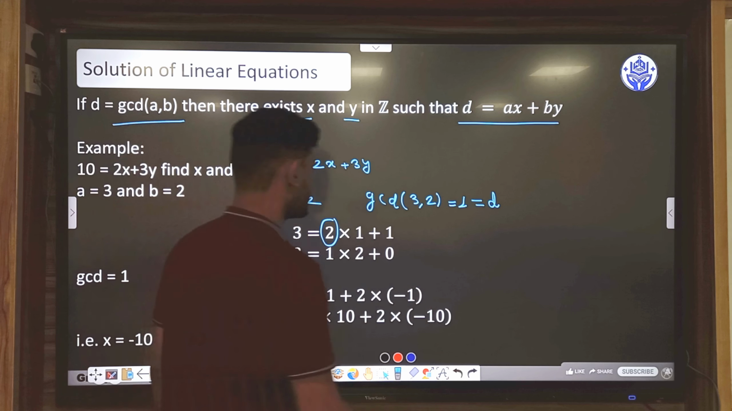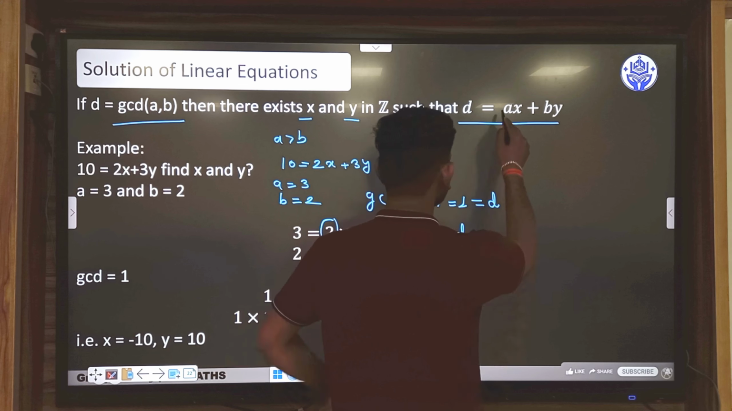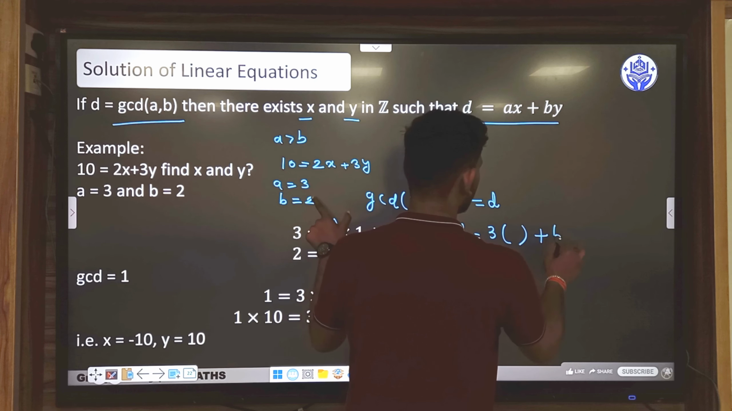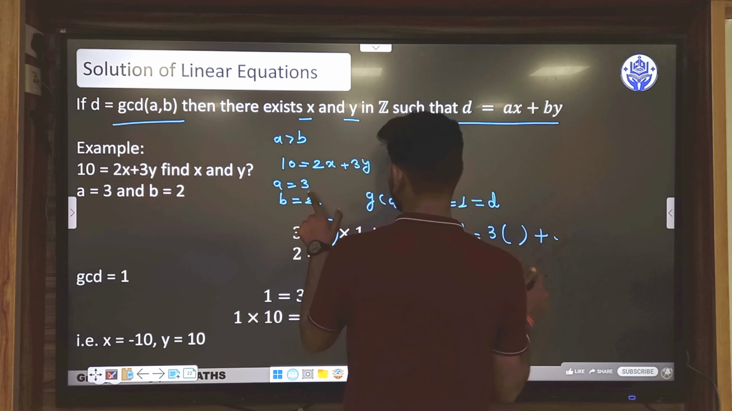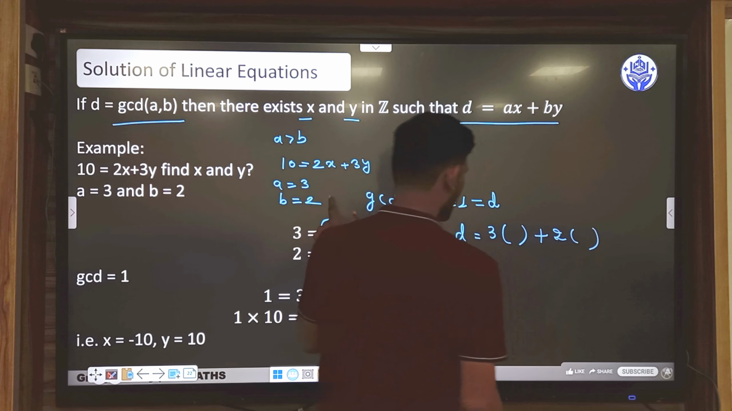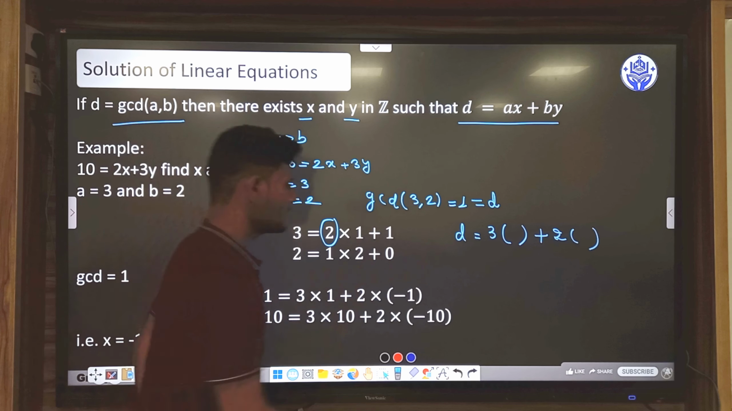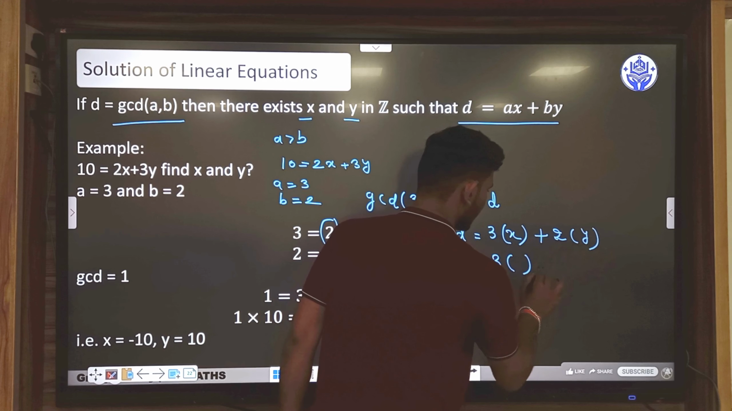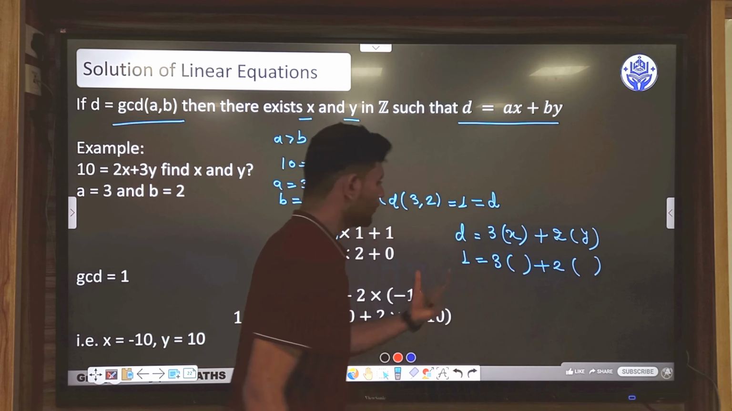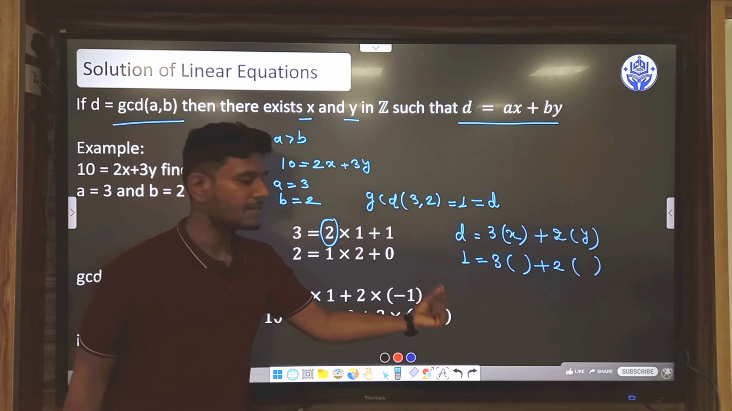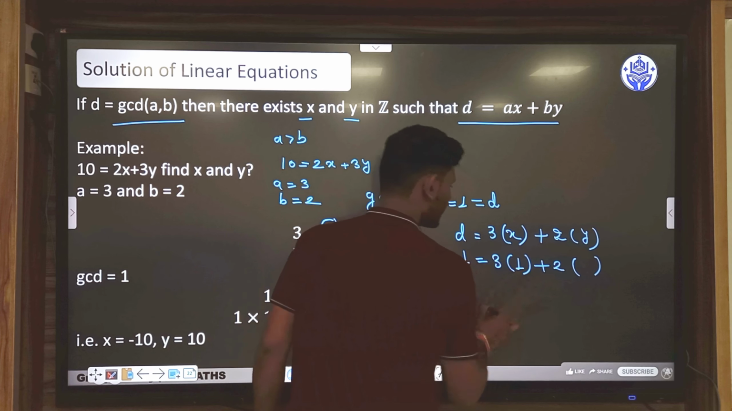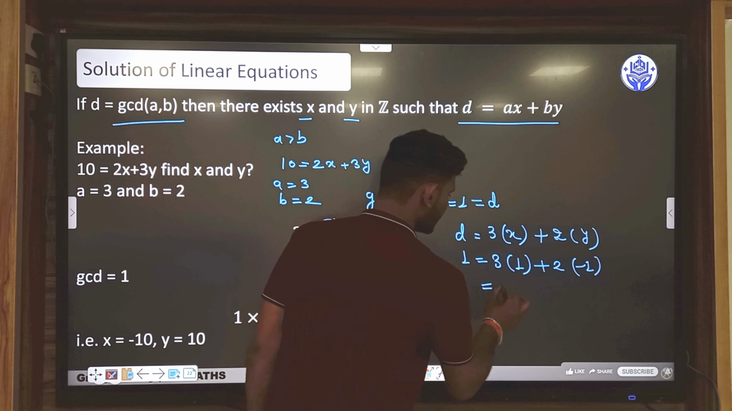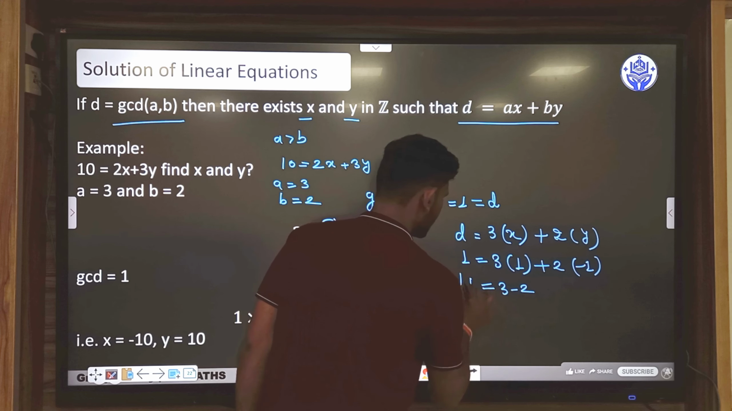Now can I write it like this? d is equal to, what is my a? a is 3, so 3 into x plus, sorry, not b, 2 into y. Can I write like this? Yes, my d is 1, then 3 into something, here it will be x and it will be y, plus 2 into something. Can I make this form as 1? Yes, if I write 1 here, it will be 3, and if I write minus 1 here, it will be 3 minus 2, which is nothing but equal to 1.